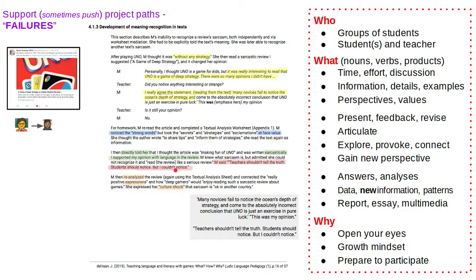Students should notice, but she couldn't notice. Even though she knew what sarcasm was, she couldn't recognize it. She couldn't read the review for what it was. Then she reanalyzed it. She saw those expressions and she expressed culture shock, right? So I guess this is a failure, but she was finally able to understand what purpose the text had.